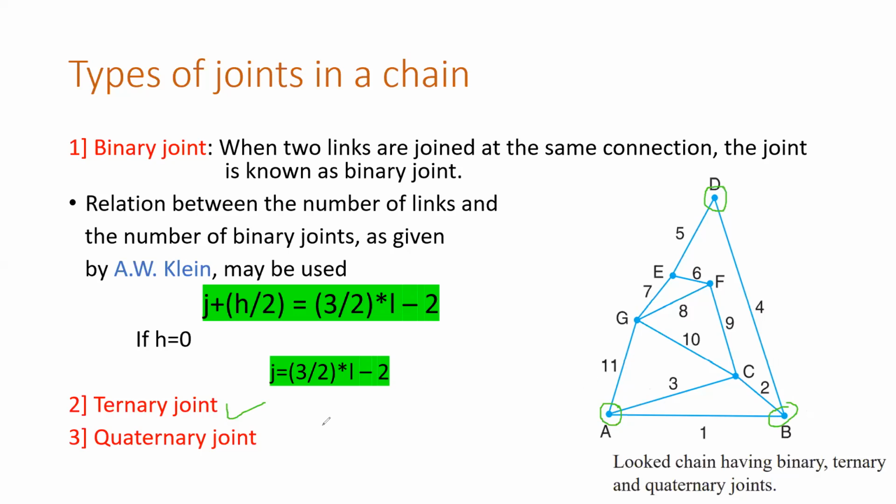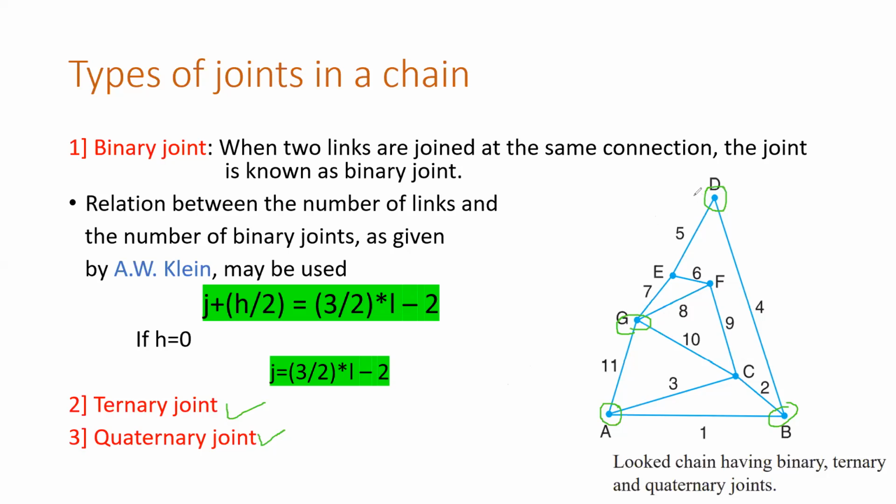Then what about the quaternary joint, where four links are connected? You can say that point G is your quaternary joint. How many links are there? 7, 8, 10, and 11. All are connected at this point. So according to the number of links, they have been designated as binary, ternary, and quaternary joints.